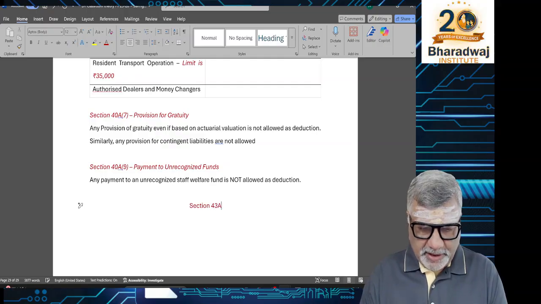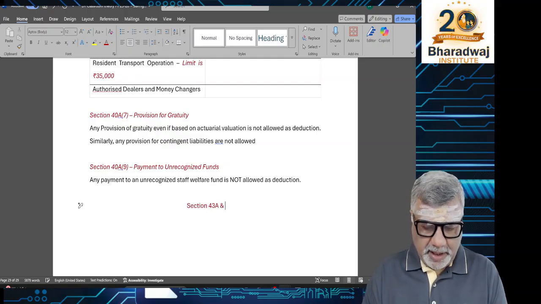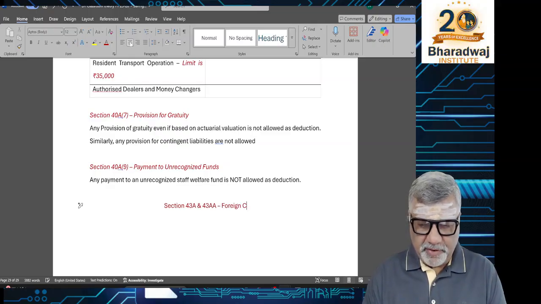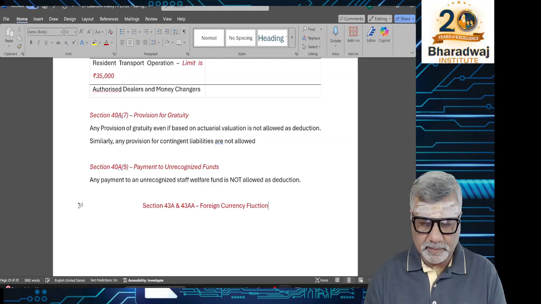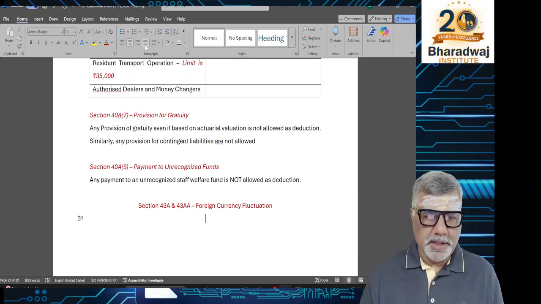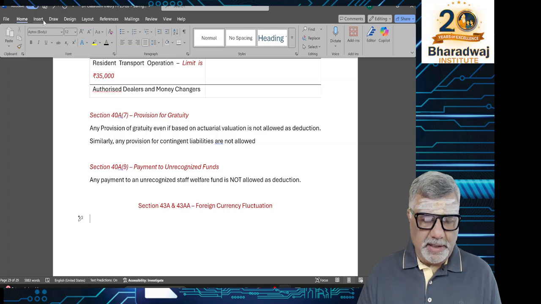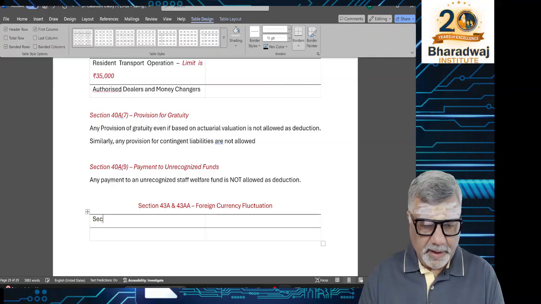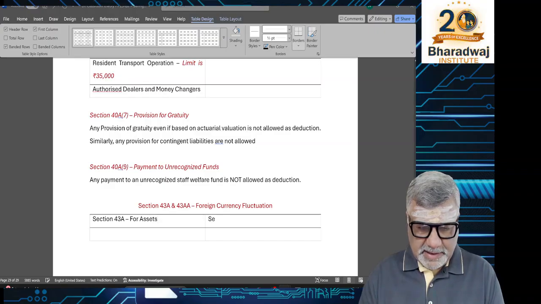Section 43A and 43AA. What is that? Foreign currency fluctuation. Section 43A is for assets. Section 43AA is for others.